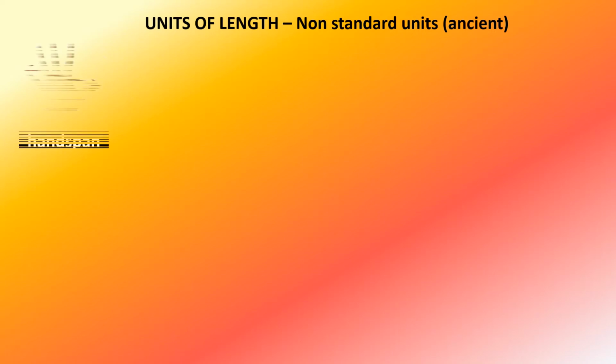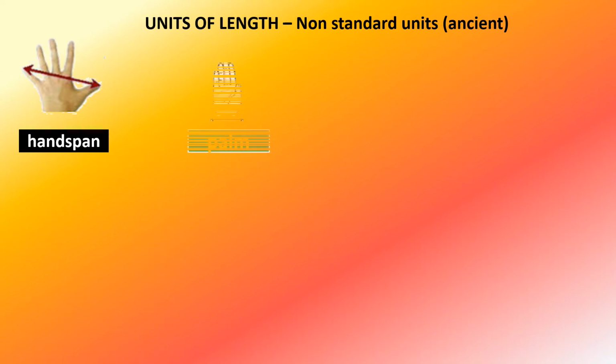Let us take a look at the units of length which were used during the ancient times. Handspan. Maximum distance was taken using the tip of the thumb and the last finger. Palm, the area between the five fingers and the wrist joint. Digit was based on the breadth, that is the size of a human finger.